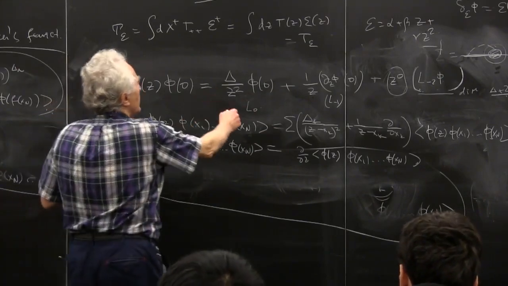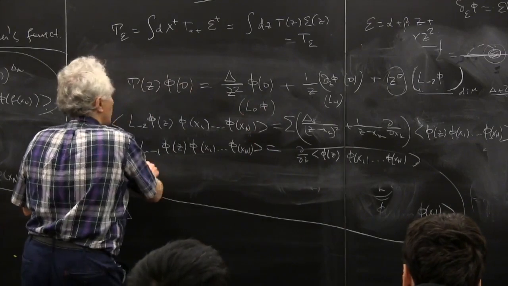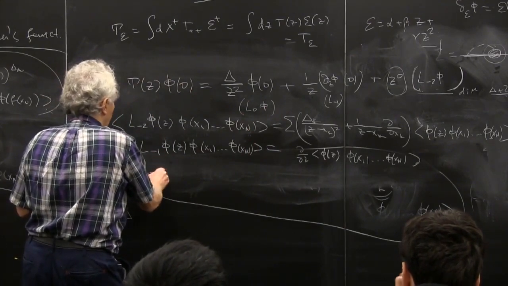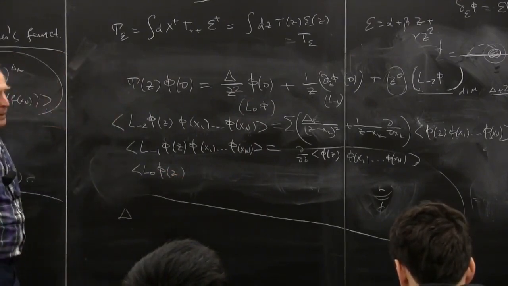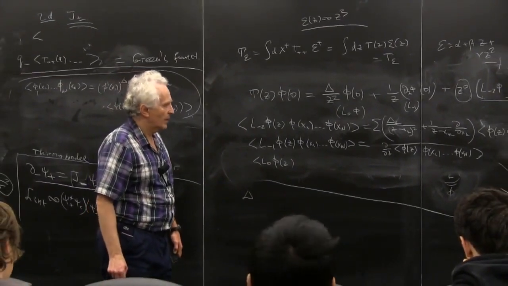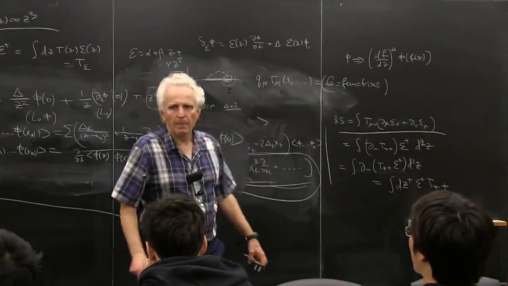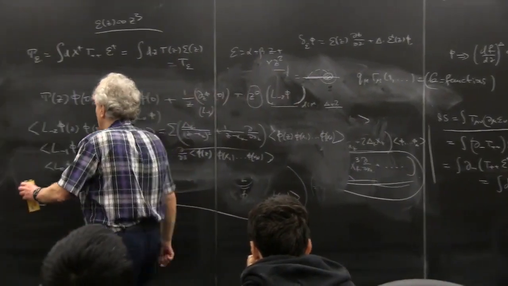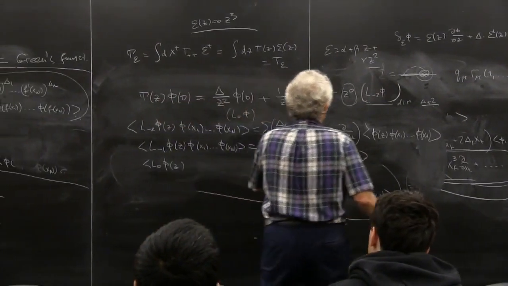We can also define L0 phi, and L0 phi again is simply... Yeah, please. It's probably a trivial question. How are you going to distinguish L minus 2 phi and L minus 1 squared phi? They should be in the same order. Oh yes, of course.